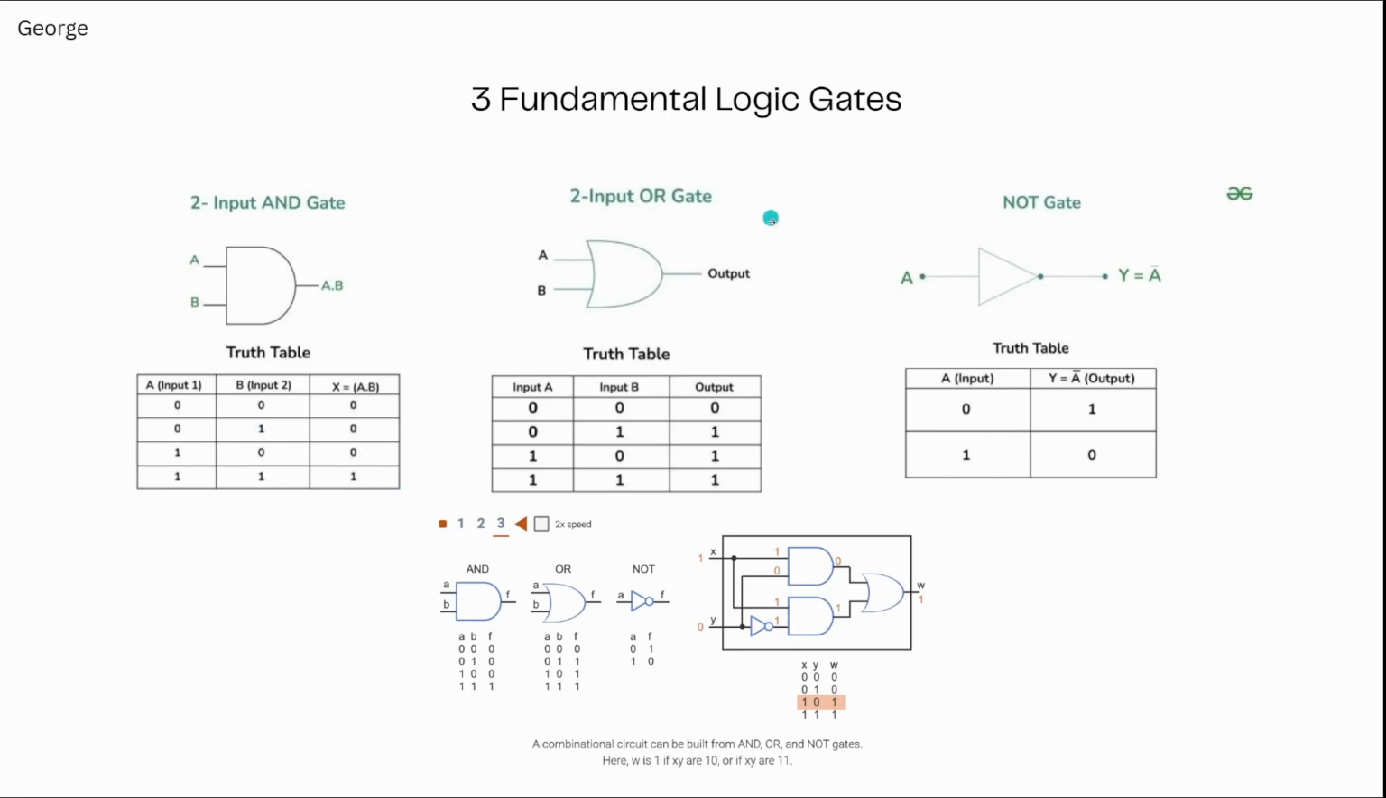So moving on, we have the OR gate. The OR gate is also like the C++ operator, where only one condition has to be true in order for it to output true. So as shown here, if inputs A and B are both 0, it's going to output 0.